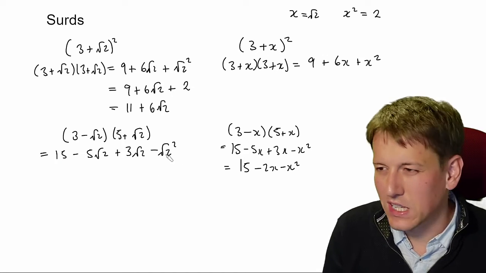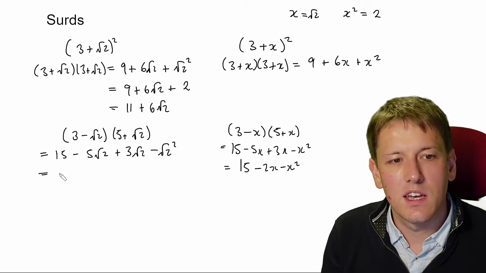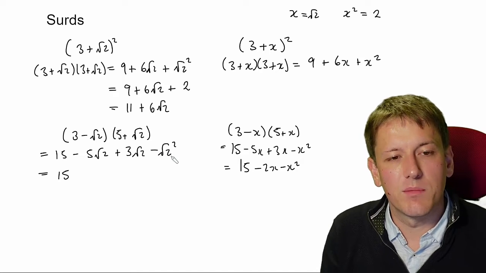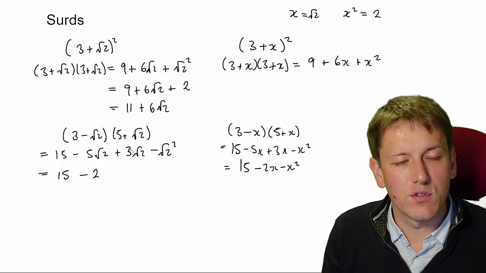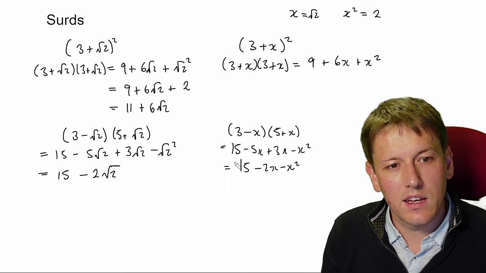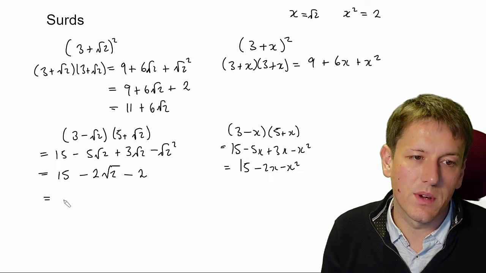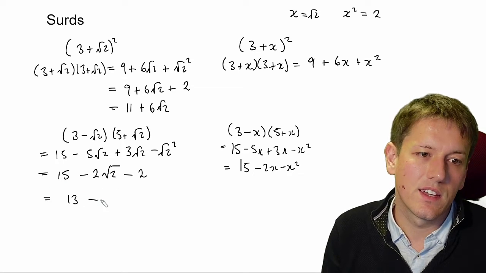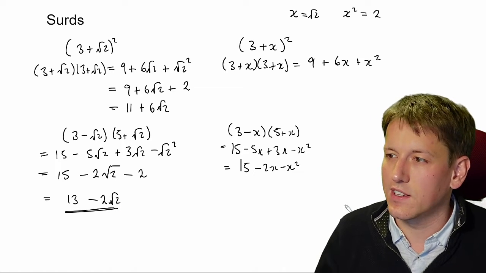Now you don't have to write this root 2 squared every time. Perhaps if it was a show that question, you might do it. But I'm happy to jump to root 2 squared being 2. So 15 minus 5 root 2 plus 3 root 2. Again, that's just minus 2 root 2, just like we get minus 2x here. And then minus root 2 squared gives us minus 2. So here I get 13 minus 2 root 2 as my final answer then.